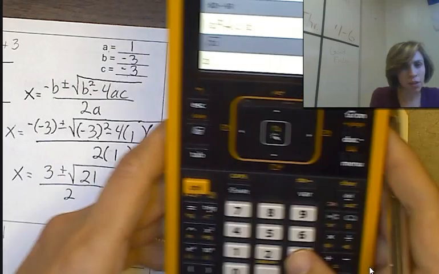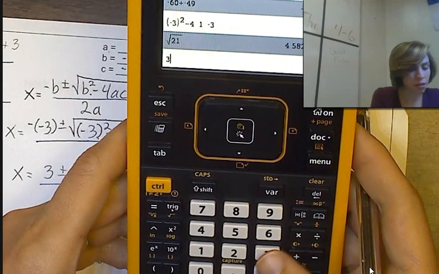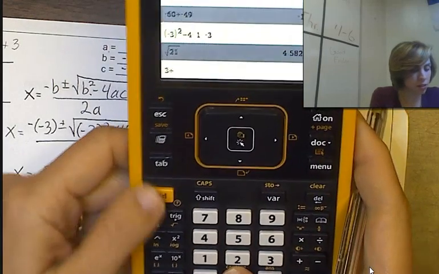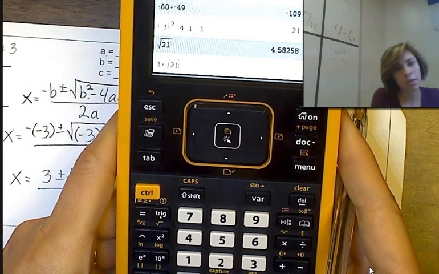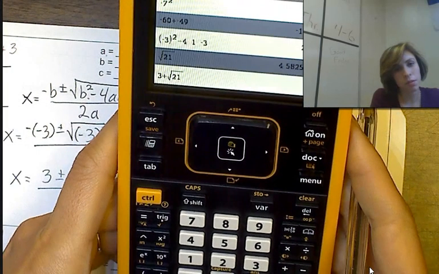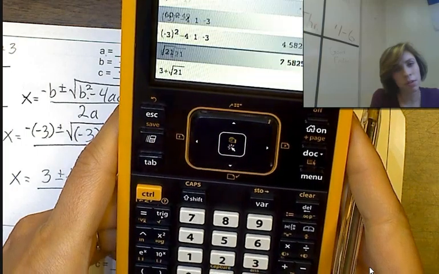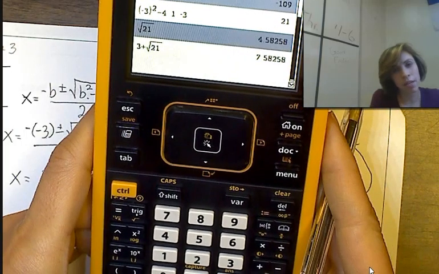3 plus square root of 21. So I get an answer for that. There you go. 3 plus square root of 21. Hit enter. I get a number like this.